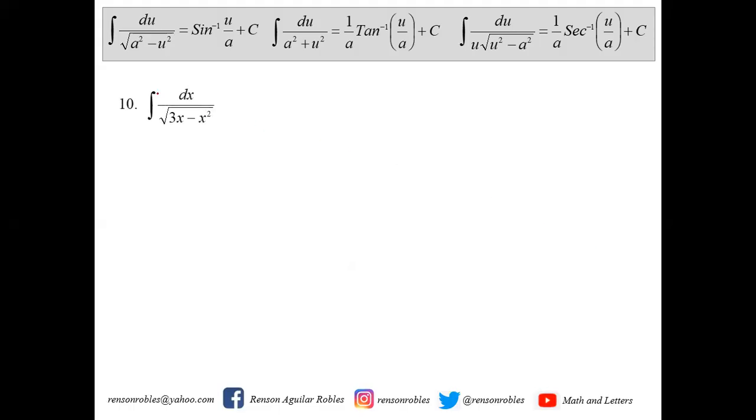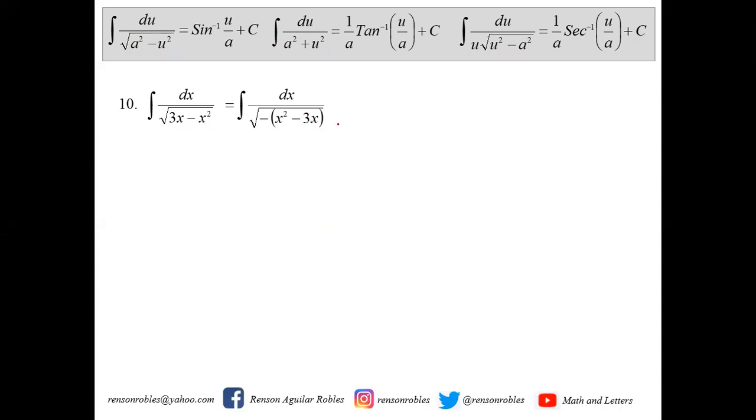All right. So we have the integral of dx all over the square root of 3x minus x squared. When you look at this, none of these forms can be applied to 3x minus x squared, because there's an x here. So to achieve this form, any of these three, we must complete the square. By completing the square, we first factor out -1 from 3x minus x squared. That leads us to x squared minus 3x.